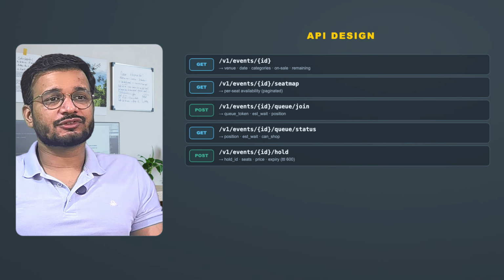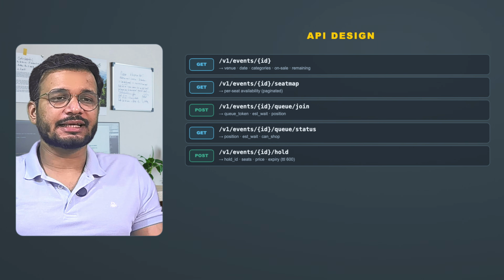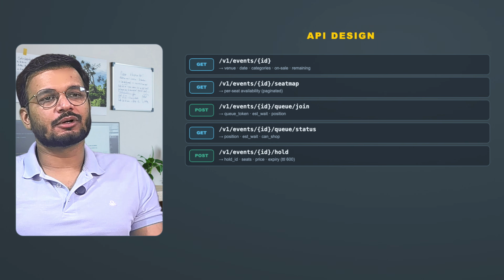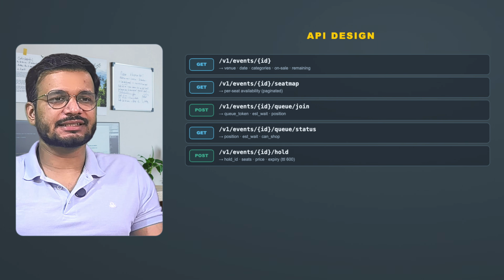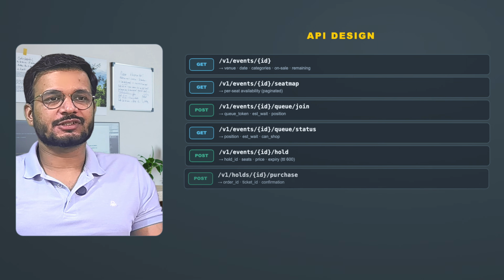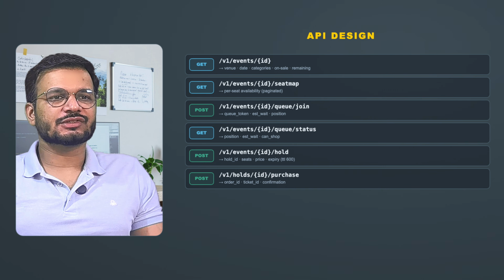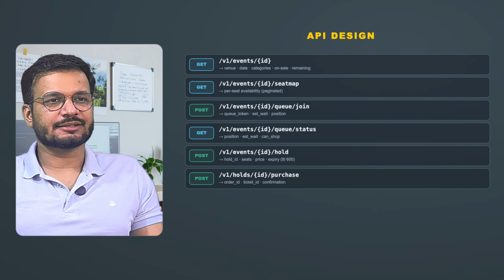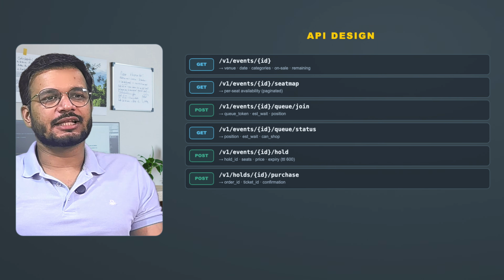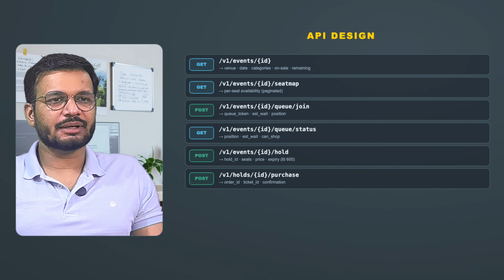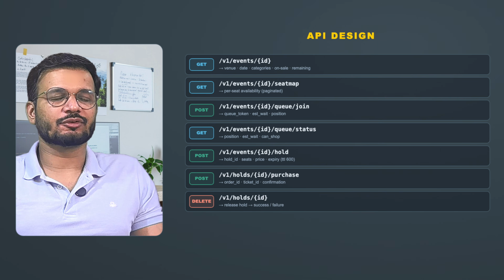Then there will be reserve seats for hold. We will have this API for V1, events, event ID, and holds. This will pass the seat IDs that we want to hold, then the duration for the hold, that is around 600 seconds. It will return the hold ID, seats, total price, and expiry time. Once we confirm the purchase, this will be the API for purchasing. So it will have V1, hold ID, slash purchase, and there will be a payment token and a delivery method, which is like a mobile app. This will return the order ID, ticket ID, and the confirmation number.